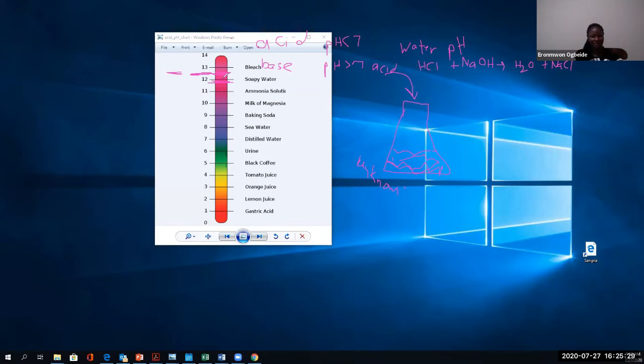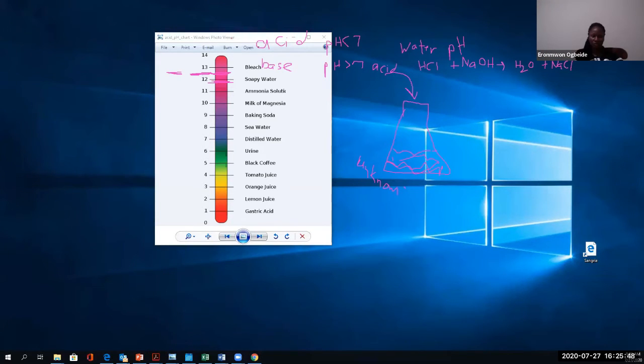Which one does it look more like? More up here. So would you say it's a base or an acid? It would be a base, right? Yeah. Okay, so that means this is a base. Now, as we start adding more and more acid, the pH is going to start to drop, right?